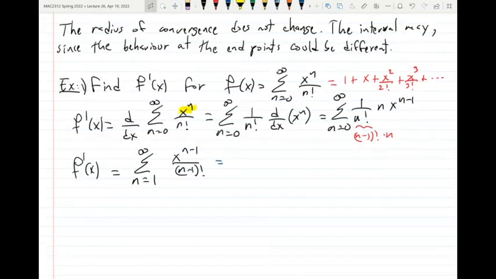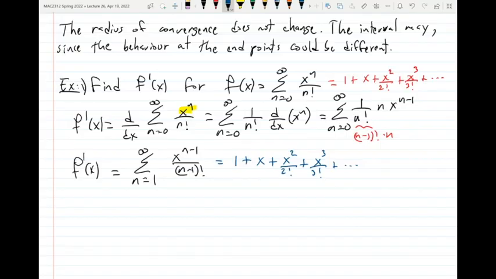Now what is this series? What's the first term? Just plug in n equals 1. The first term is 1. Plus, what's the second term? x over 1, so x. Plus x squared over 2 factorial, plus x cubed over 3 factorial, and so on.